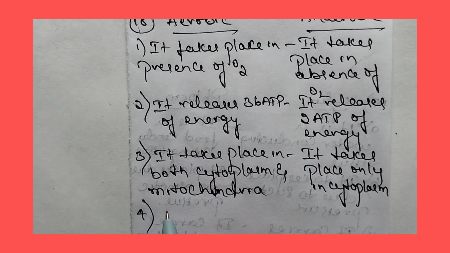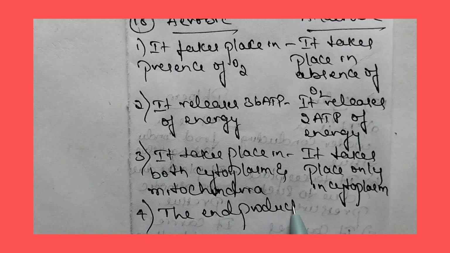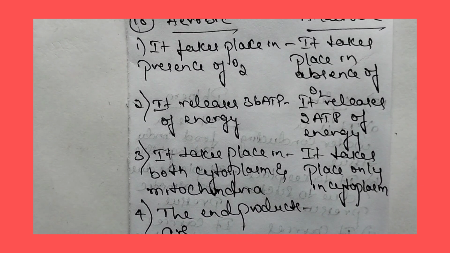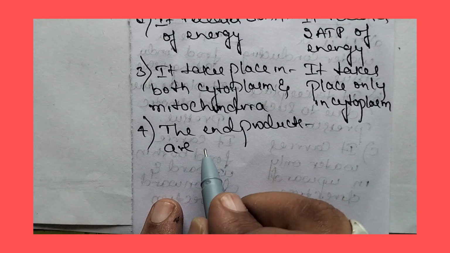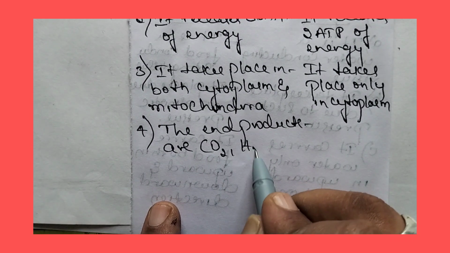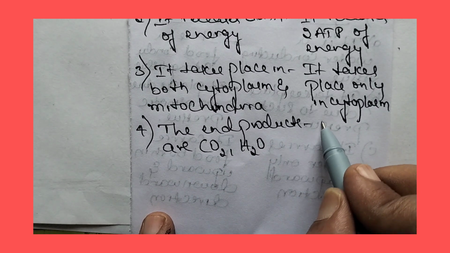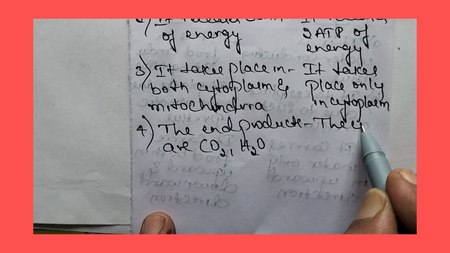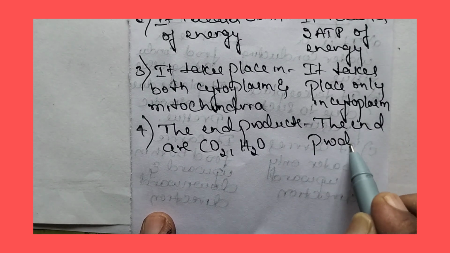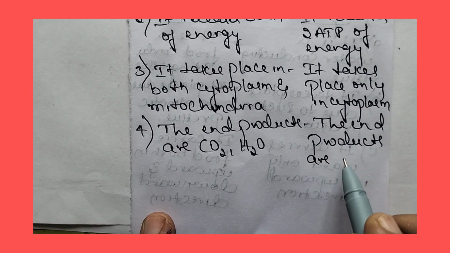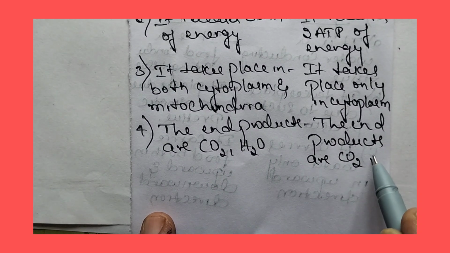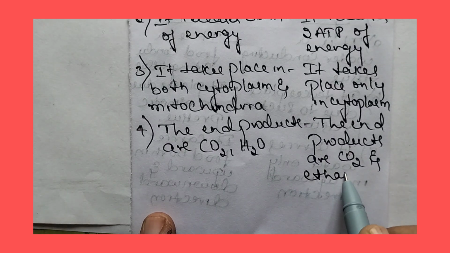Fourth difference is the end products. For aerobic, the end products are carbon dioxide and water vapor. For anaerobic, the end products are carbon dioxide and ethanol. So these are the differences between aerobic respiration and anaerobic respiration.